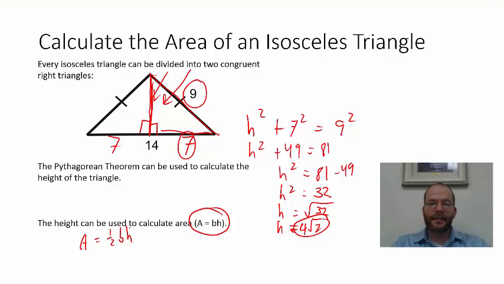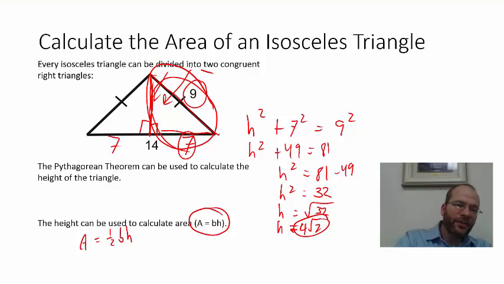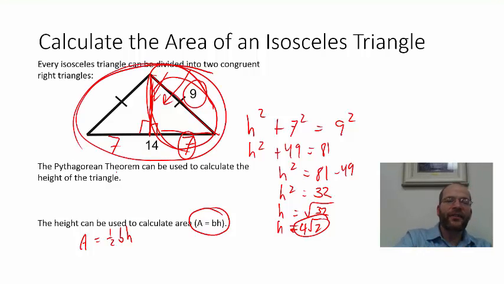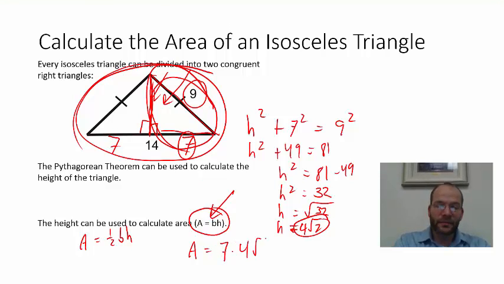But there's a couple ways we can go about this. We are dealing with two different triangles. We've dealt with this triangle on the right to find the height. We are ultimately trying to find the area of the whole triangle. If I want, I can go forward with this formula. Area equals base, which is 7, times height, which is 4 square root of 2.